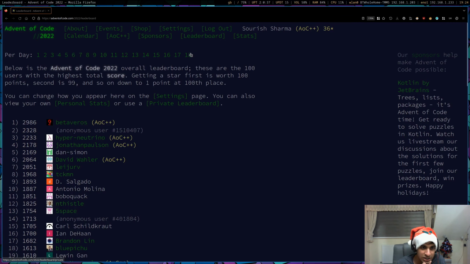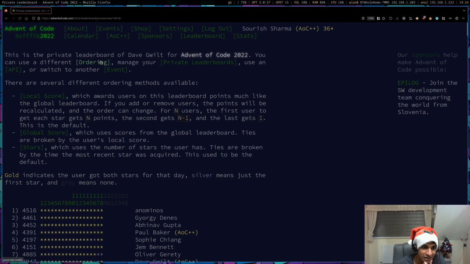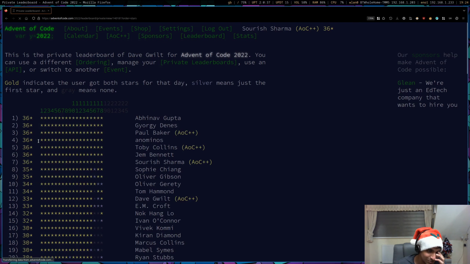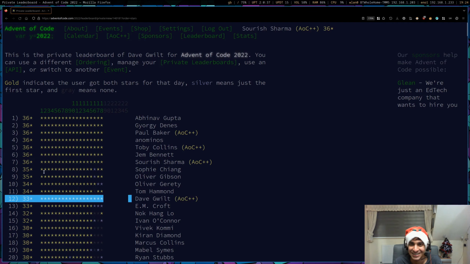But yeah, let's check out the private leaderboard. Okay, now the scores are getting really messed up. I need to order by stars. Yeah, 7 people have done all 36 stars so far. These two are really close. I reckon they're going to get it. I reckon Oliver with enough time is going to get it as well. Mr. Gwilt, what's he doing? He's on a holiday.